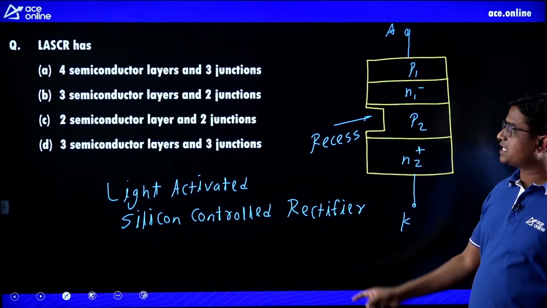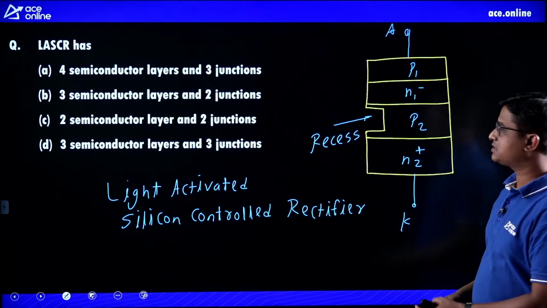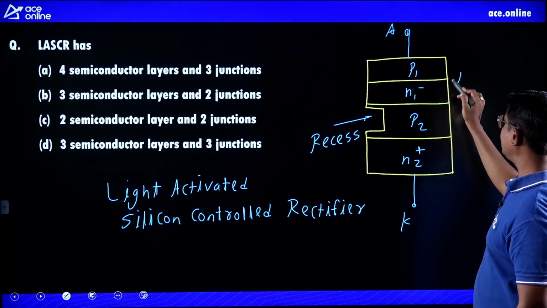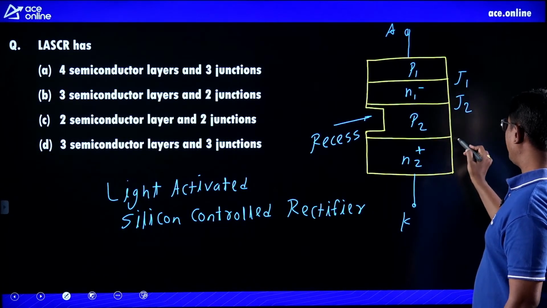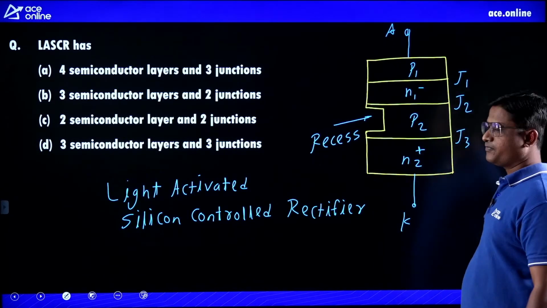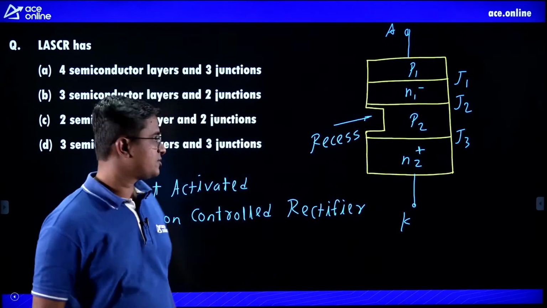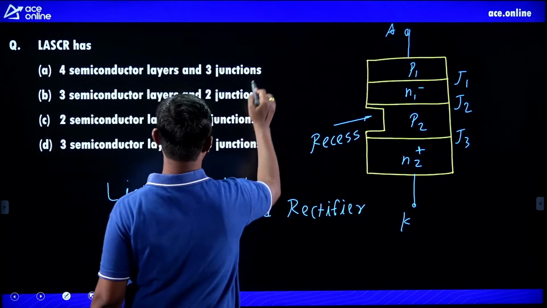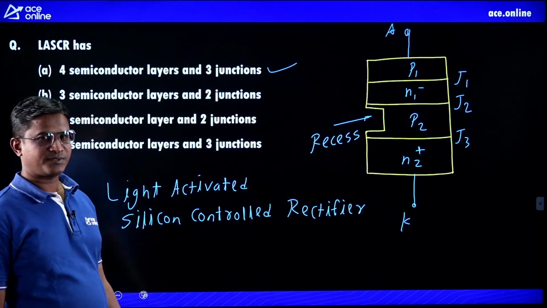Now he is asking in LASR how many layers and how many junctions are there. Tell me. P1 N1 minus is one junction, N1 minus P2 is the second junction, P2 N2 plus is junction J3. So LASR is also having 4 layers and 3 junctions. So option A is the correct option, right? Option A is the correct option.